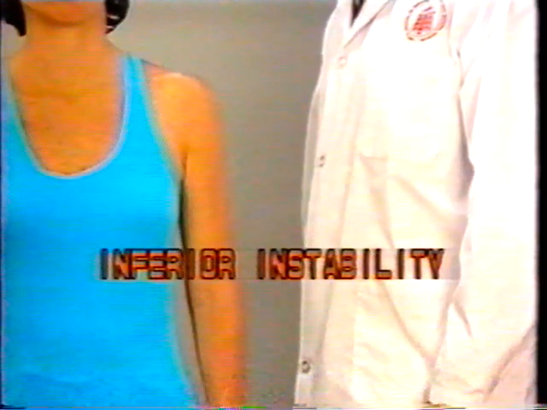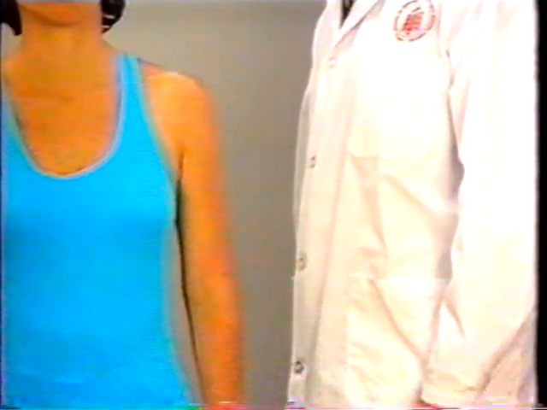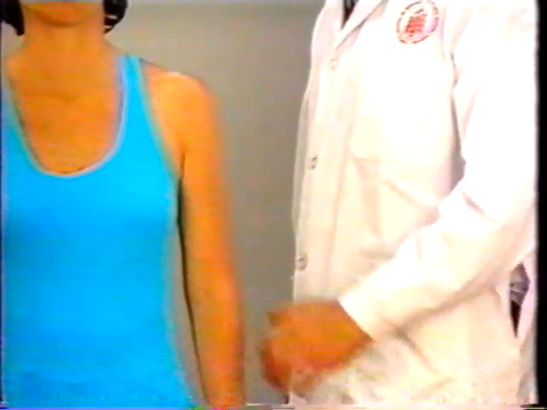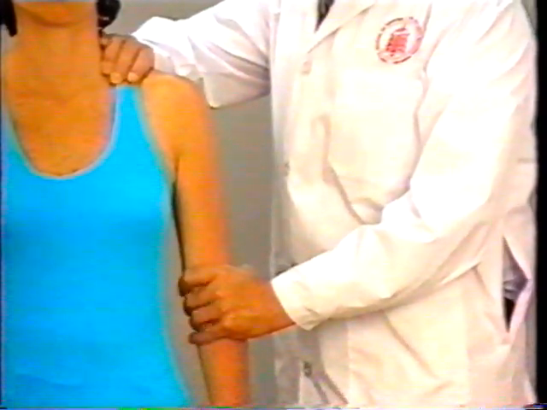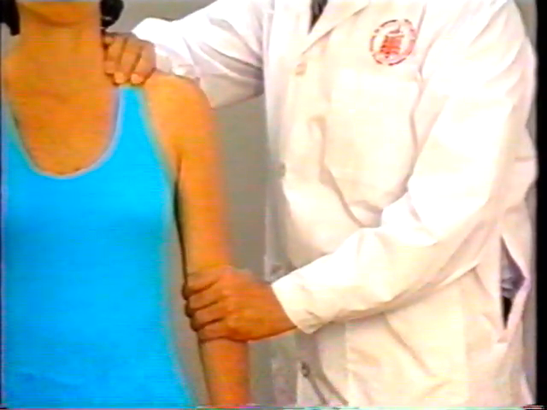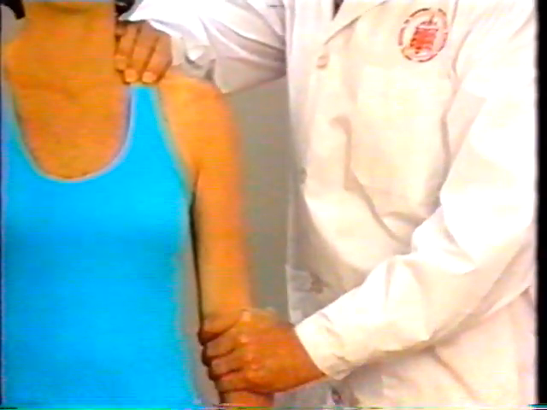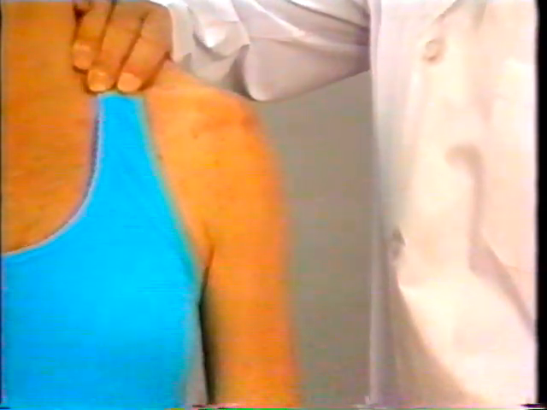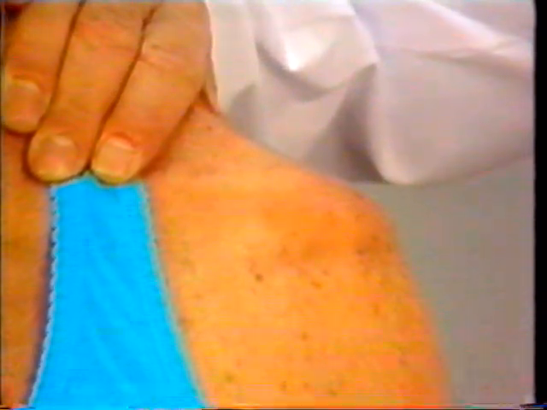Inferior instability. With the patient standing and the arm in the neutral position, apply straight downward traction by grasping the lower end of the humerus. The patient must remain completely relaxed throughout the test. A positive test indicating inferior subluxation is demonstrated by the appearance of a sulcus or indentation forming beneath the acromion and anteriorly in the region of the acromioclavicular joint. The degree of inferior subluxation can easily be demonstrated radiologically.